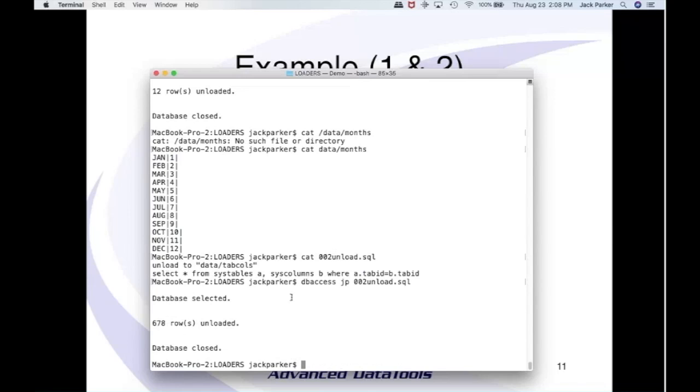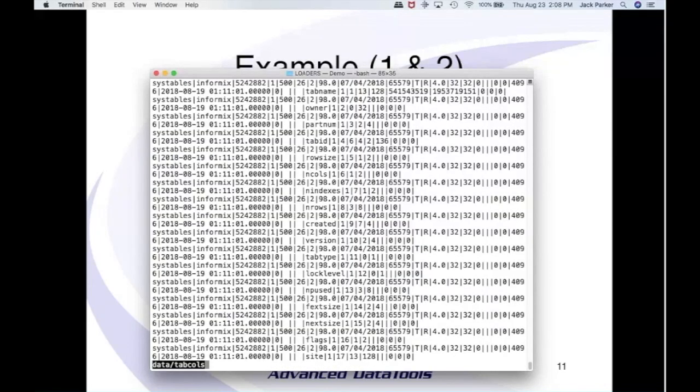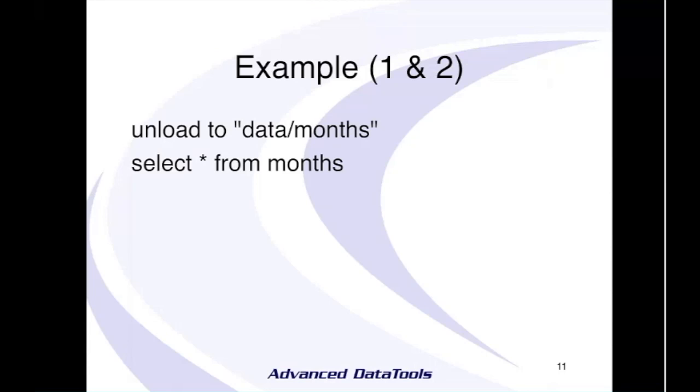There is the data that got unloaded. You can see a lot of pipes. Okay, big deal. All right. So that was those 2 examples.